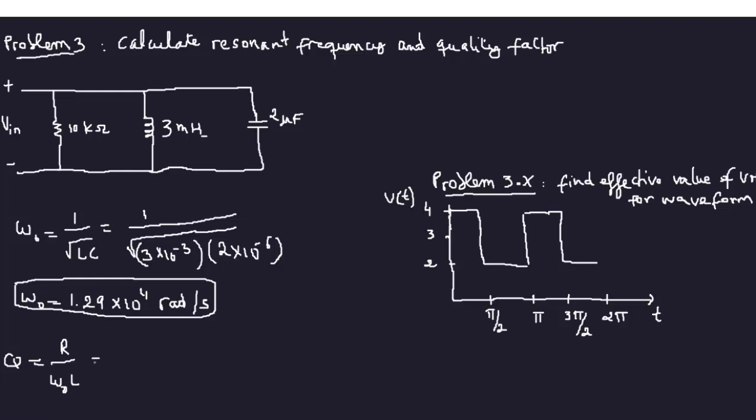So R is 10k over what we already know, 1.29 times 10 to the 4 times L, 3. So whatever this is divided by that gives 258.4. Q has no unit. Oh yeah, it's a factor, so factors don't have units.